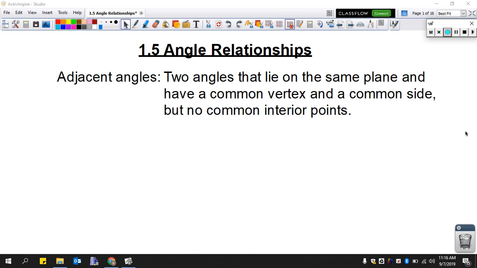In this video, we're going to be looking at angles and how they interact with each other. Or in other words, we're going to be looking at angle relationships. The first relationship we're going to look at are adjacent angles. Adjacent angles are two angles that lie on the same plane and have a common vertex and a common side, but don't have any common interior points.